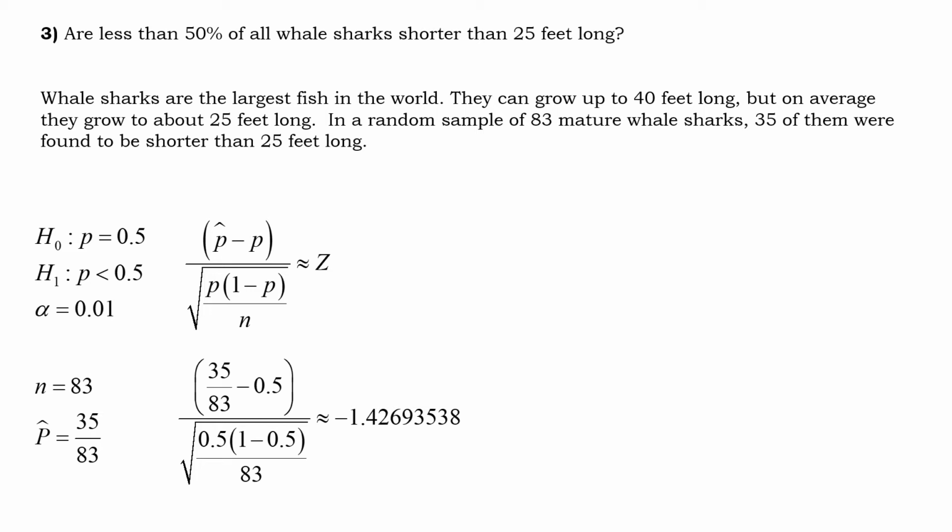So critical: when P hat is a fraction that does not simplify down to an unrounded decimal, leave it as a fraction. Leave those parentheses on top. And again, last time I want to remind you, we are always assuming the null hypothesis is true, so we're assuming that P is equal to 0.5. That's from H0. So we plug that in everywhere we see a P. And we get this negative 1.42693538, which is perfectly fine because that's a z-score. And remember, z-scores go from negative infinity to positive infinity.